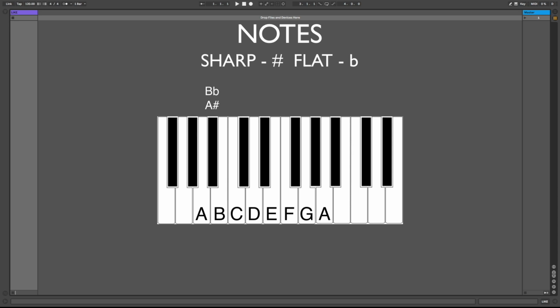I'll give you one more example. This black key is right in between the F and the G note, and it can be spoken as an F sharp or as a G flat.